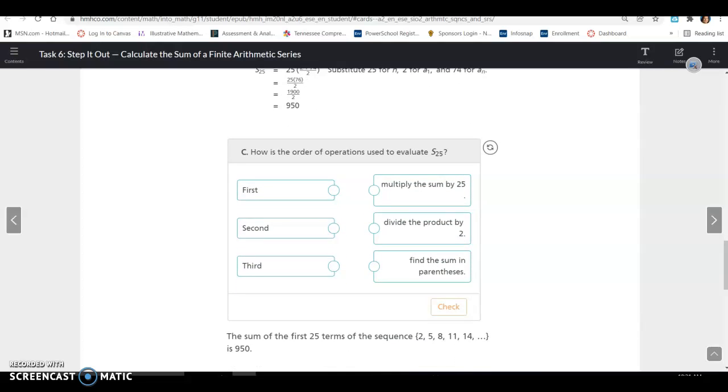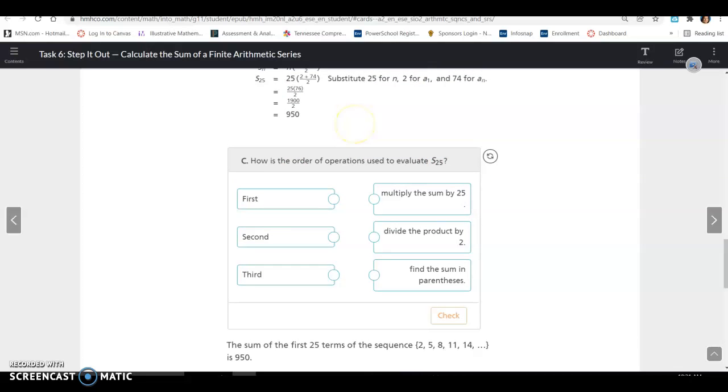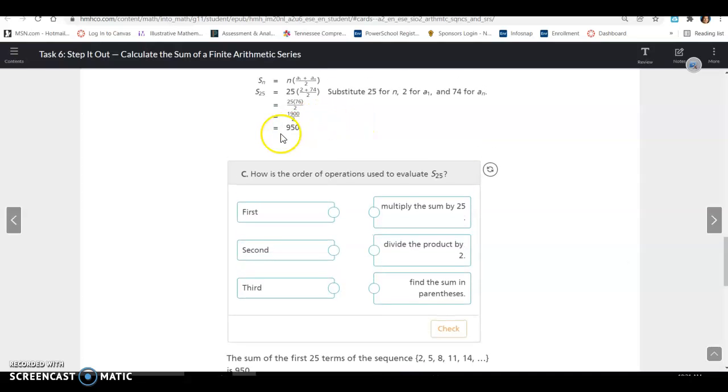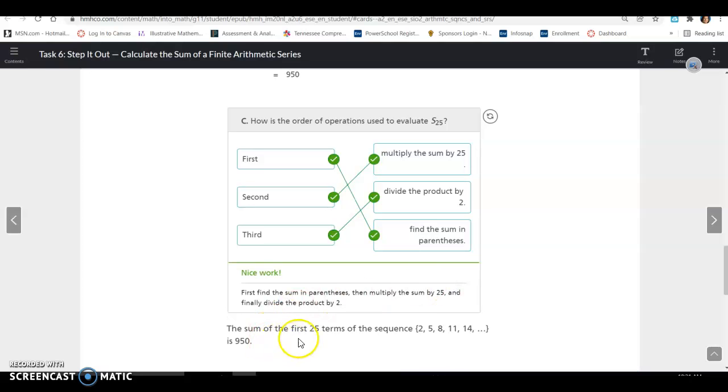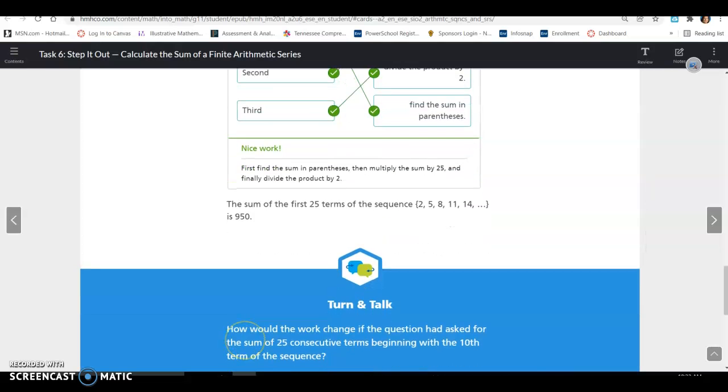Alright, so it says, how is the order of operations used to evaluate S of 25? The first thing they do is find the sum in the parentheses. And then they multiplied. And the last thing they did was divide. Alright, so the sum of the first 25 terms of the sequence 2, 5, 8, 11, and 14 is 950. Alright, that's all for Task 6. If you have any questions, let me know.